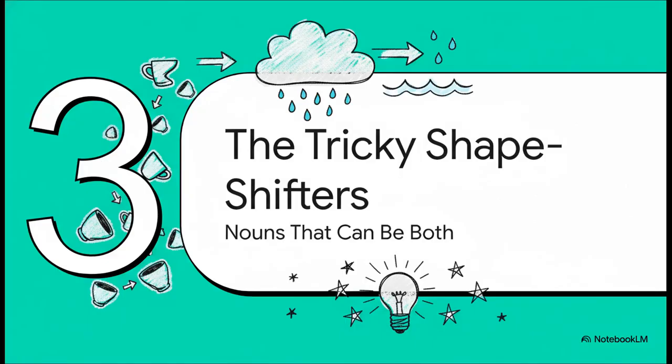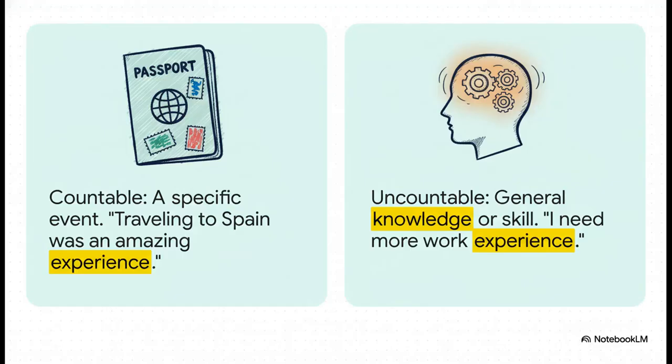Okay, now for what I think is the most fascinating part of this whole thing. The nouns that can be both countable and uncountable, but they change their meaning. Let's start with "experience." When it's countable, we're talking about specific individual events or memories, right? "An amazing experience." But when it's uncountable, it means the general skill or knowledge you've built up over time, "work experience." Two totally different things.